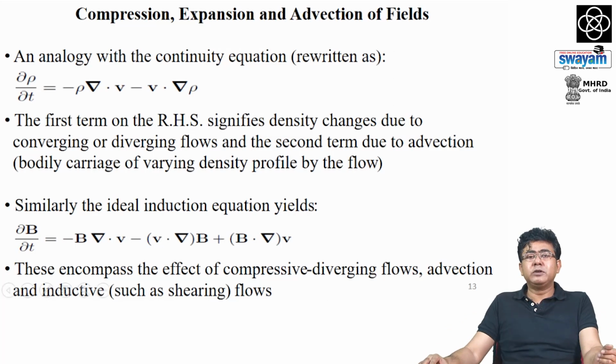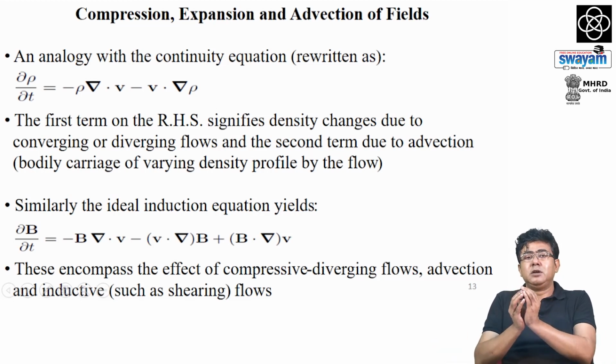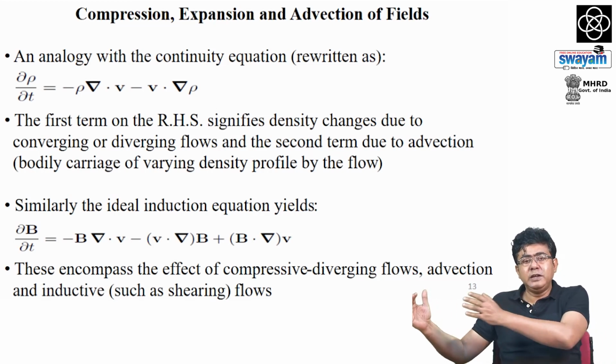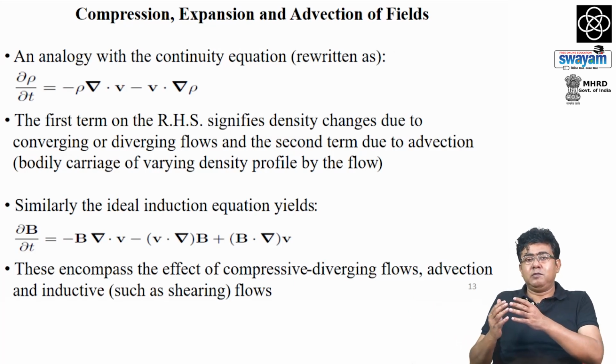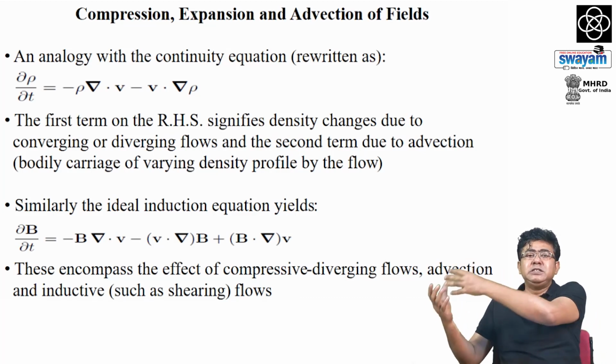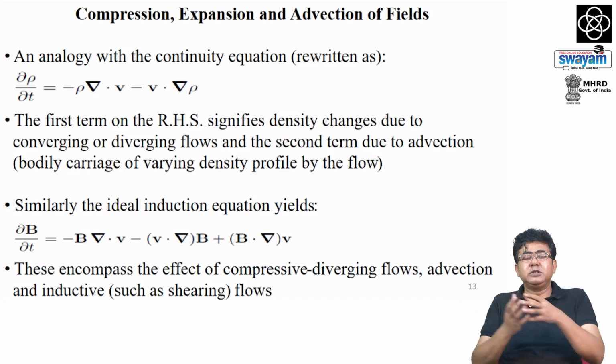The second term on the right hand side, V dot grad rho, tells you how the density in this region will change when a particular flow physically brings in, which in fluid dynamical parlance is often referred to as advect, a region of different density into this space, right.